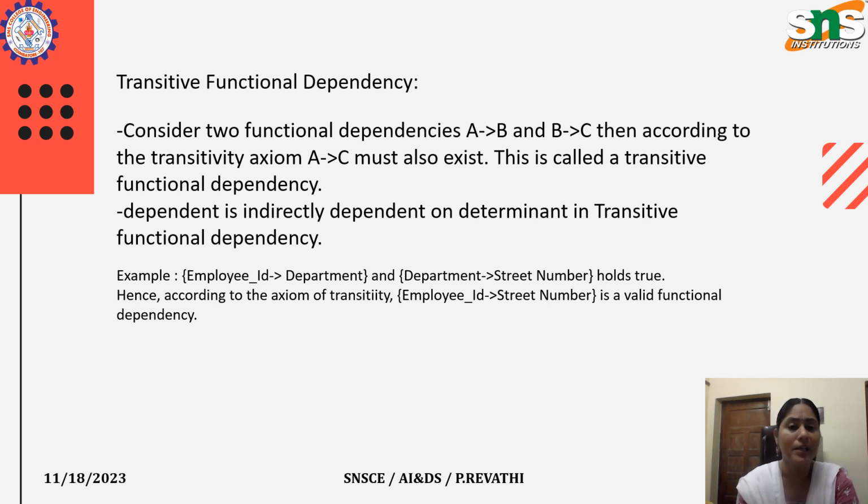The dependent is indirectly dependent on the determinant in transitive functional dependency. For example, employee ID determines department and department determines street number holds true. Hence, according to the axiom of transitivity, employee ID determines street number is a valid functional dependency.